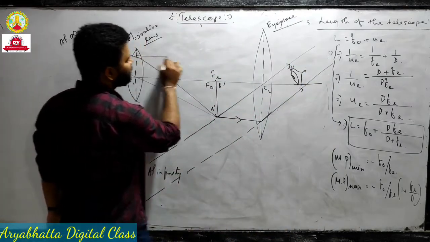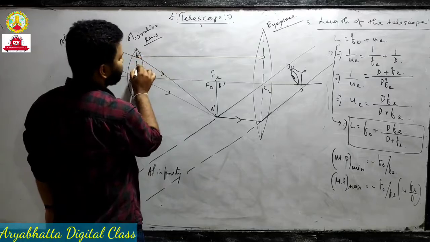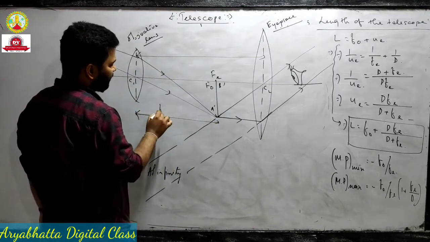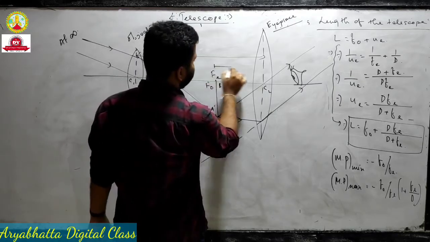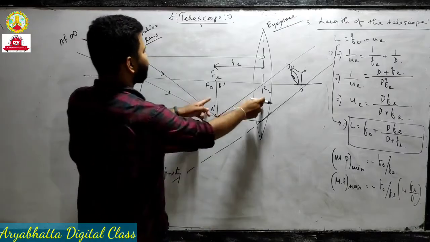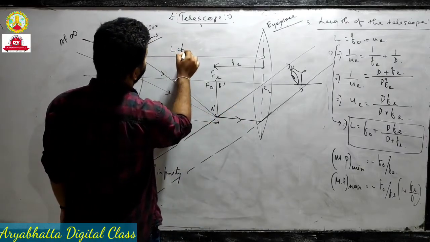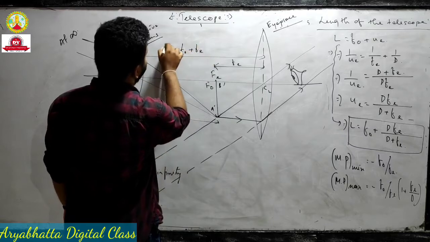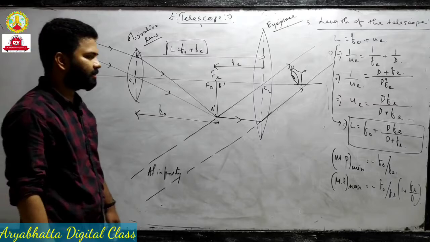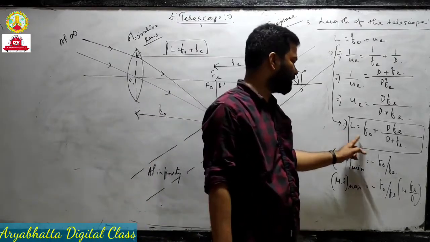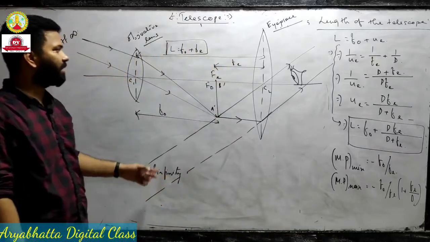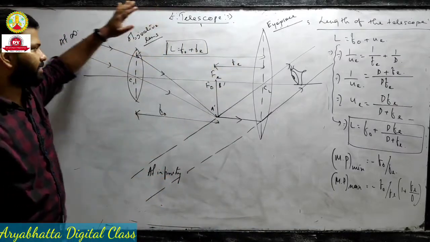So what is the length of the telescope now? This distance from here to here is the focal length of the objective. This distance is the focal length of the eyepiece. This plus this is equal to the length of the telescope. So one is when least distance, the formula is L equal to F naught plus D Fe by D plus Fe. And when the image is formed at infinity, L equal to simply F naught plus Fe.